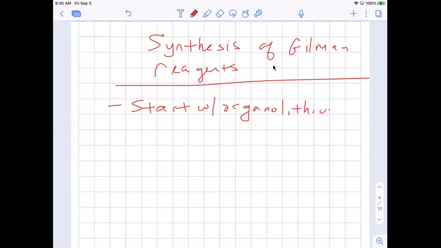Now you're going to start with an organolithium compound. Organo meaning carbon, and then lithium for lithium metal. The way you make the organolithium is very simple. It's just like making a Grignard. You start with 2 equivalents, or 2 moles, of lithium.